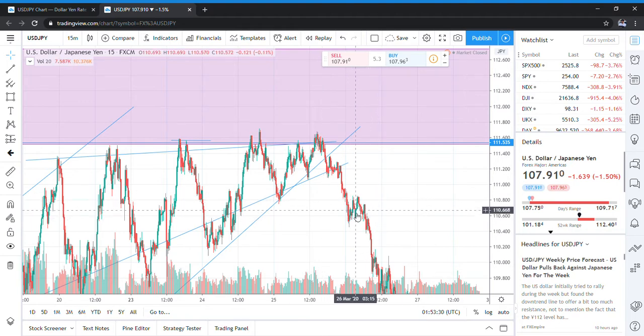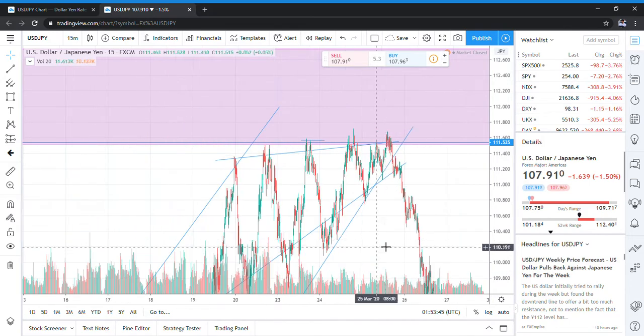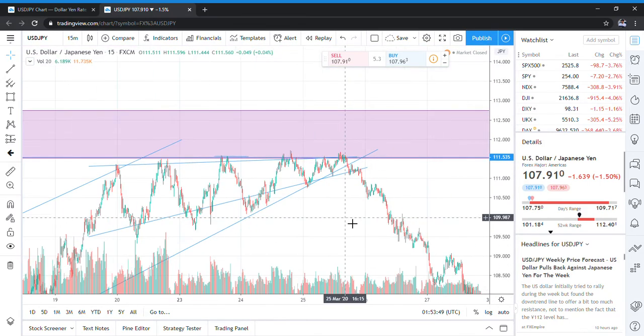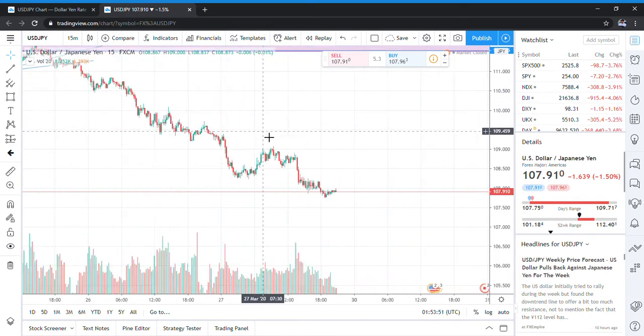Same thing: I got in between here during the morning, and then at night, I got in right here. It pulled back here for a second, and then it just came back all the way down. So there are lots of ways to make money in the markets, lots of opportunities.